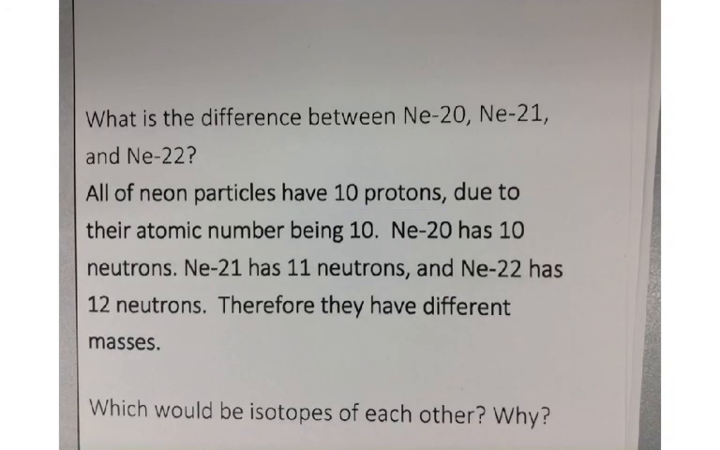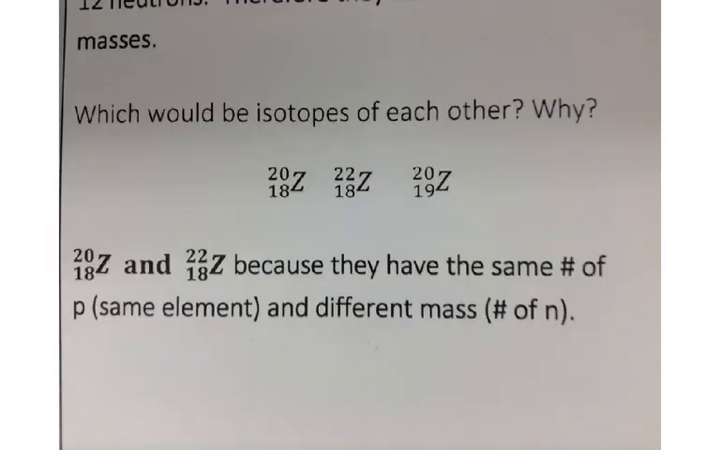When we look at this one, which would be isotopes of each other and why? Very, very important for you guys to understand this. So we've got 3 various options. One thing I know about isotopes is that they have the same atomic number. Well, where's the atomic number written? If you look at your notes from previously, you would notice that this bottom number is equal to the atomic number. So isotopes have the same atomic number.